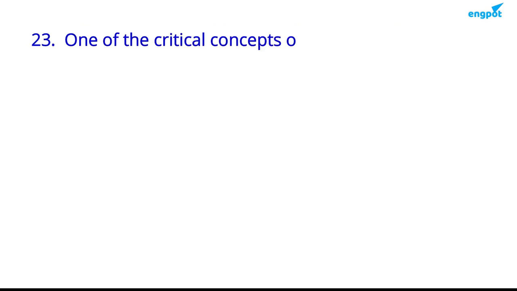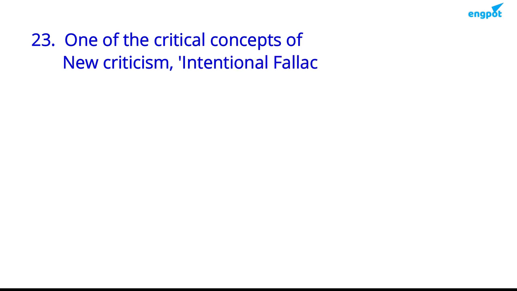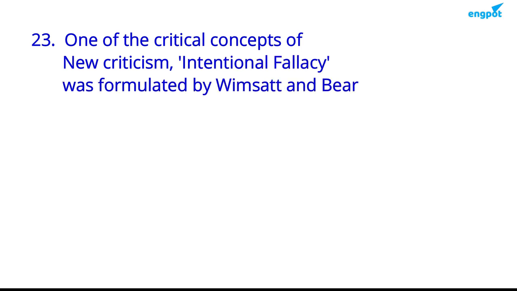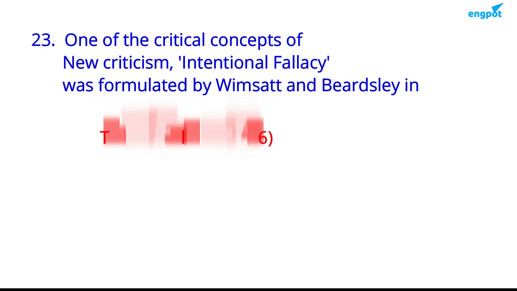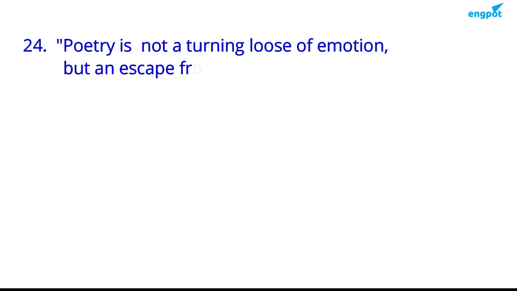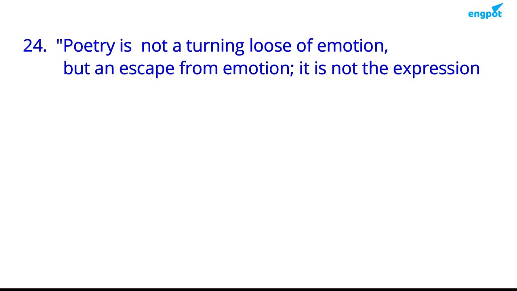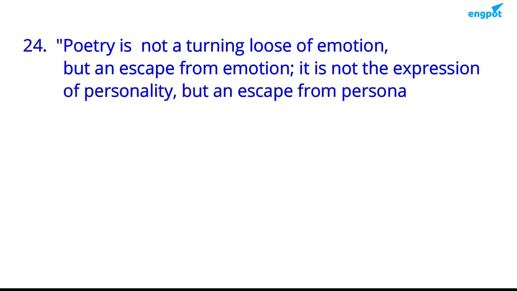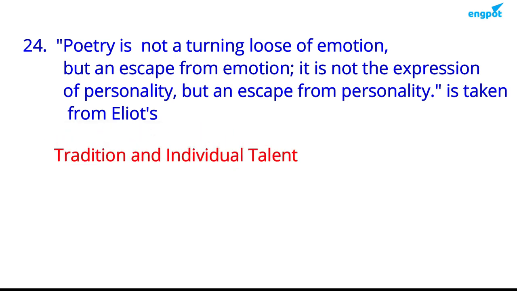One of the critical concepts of New Criticism, the intentional fallacy, was formulated by Wimsatt and Beardsley in The Verbal Icon in 1946. And the concept of the affective fallacy was also formulated by Wimsatt and Beardsley. Poetry is not a turning loose of emotion, but an escape from emotion. It is not the expression of personality, but an escape from personality. It is taken from Eliot's Tradition and Individual Talent.